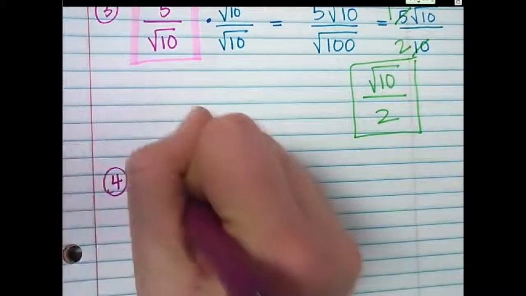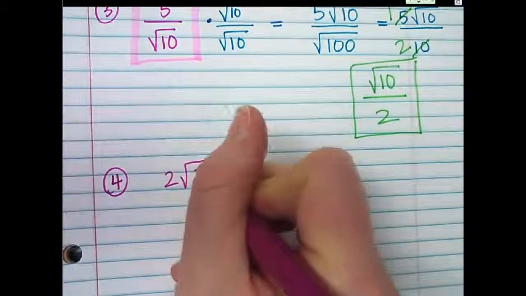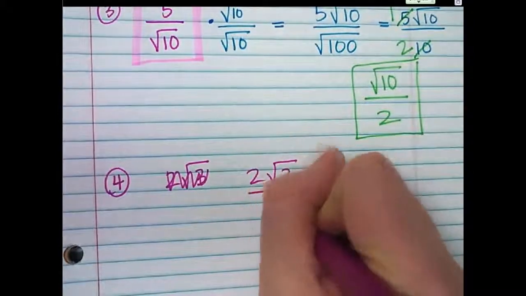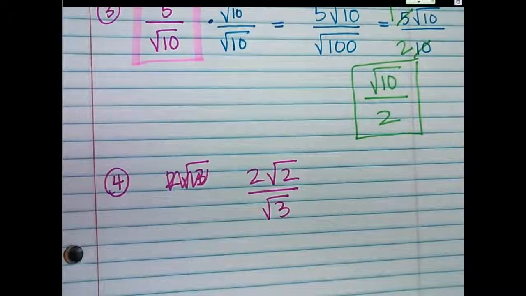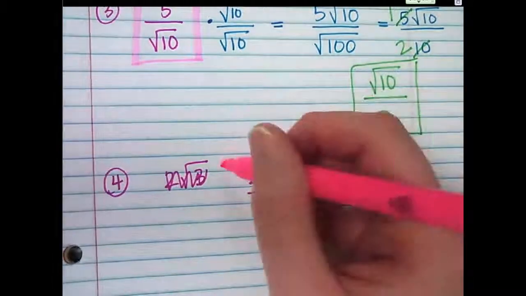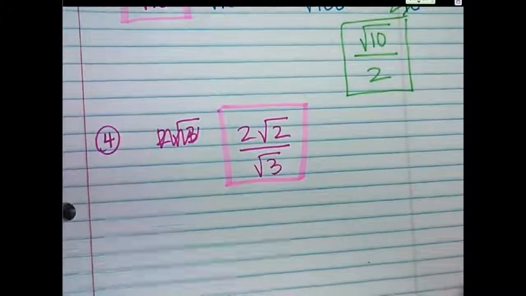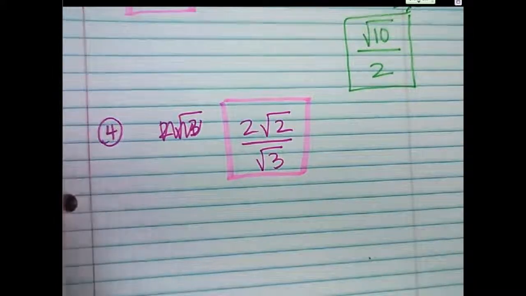Okay, number 4. You try number 4. Oh, that's not the number 4. Sorry. Okay. There we go. 2 square root 2 over square root 3. You'll get it done in class. I want you to do it in class and check your work. It's only 8 problems.